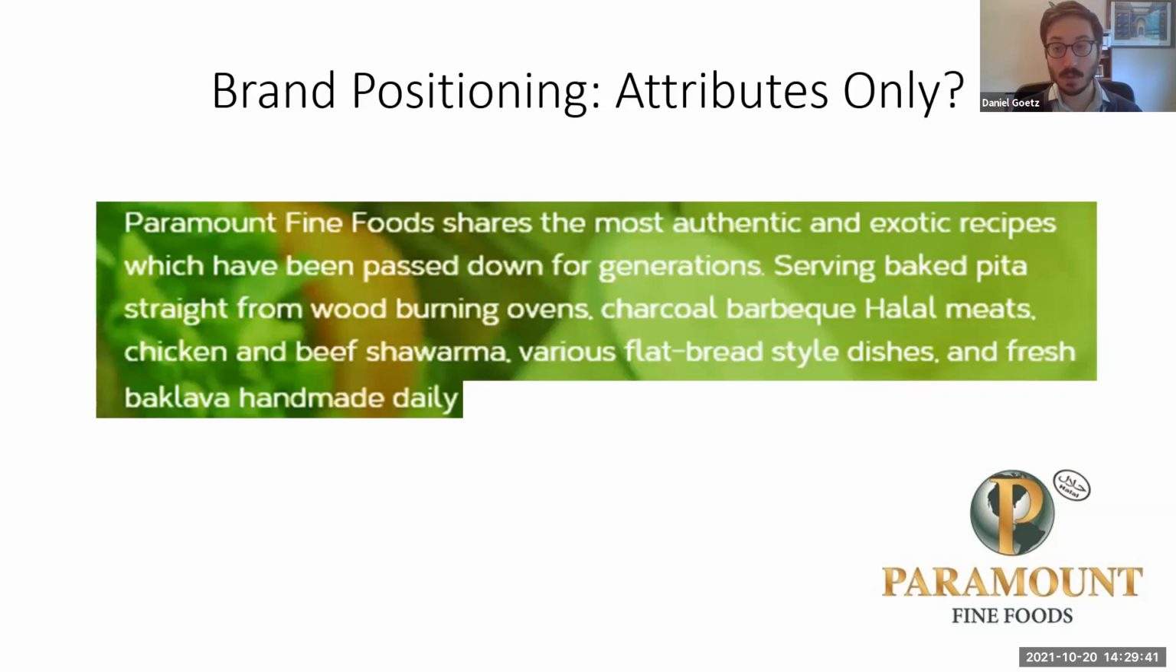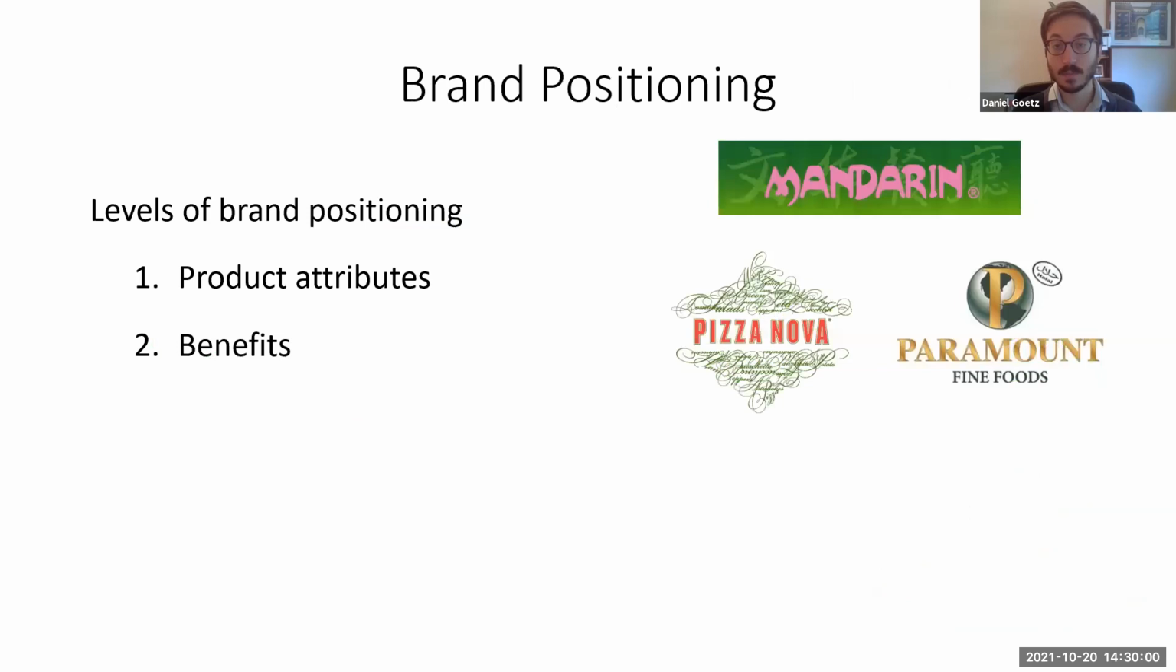Whereas with attributes, right, if they took out all the benefits and only left attributes, would this be less effective? No, not really, right? This is still pretty effective. And the benefits of food, again, are pretty obvious. Here we want to know what are the specifics of what we'll get at Paramount. Okay.